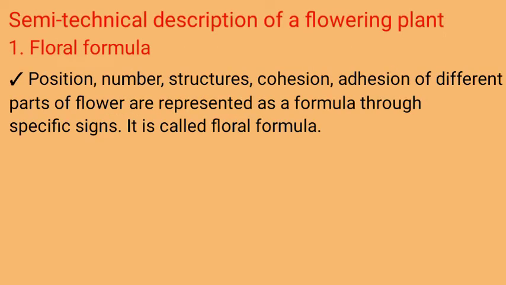The very first topic is the semi-technical description of a flowering plant. Under that, the very first one is the floral formula. Position, number, structures, cohesion, and adhesion of different parts of flowers are represented as a formula through specific symbols and signs. This is called the floral formula, which means special symbols or signs denoting each characteristic of a flower.